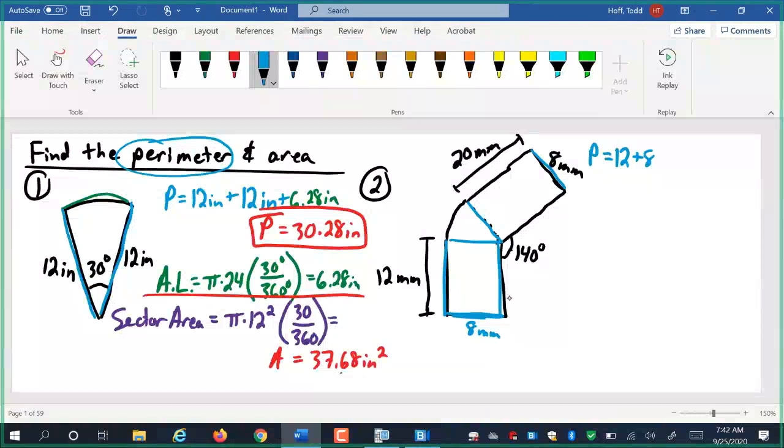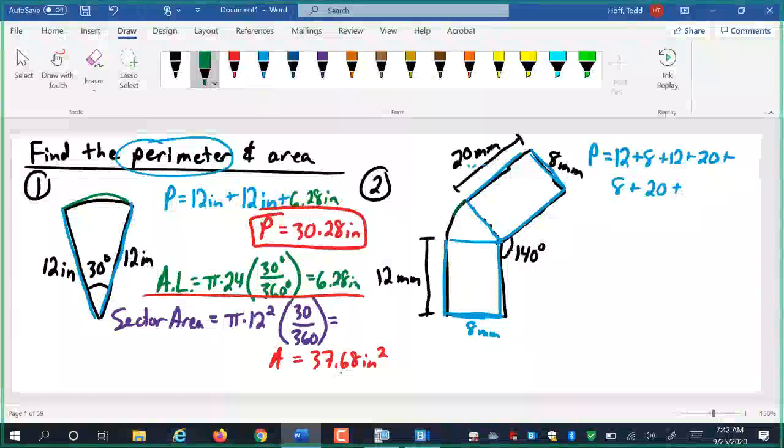This would also have to be 12. This has to be 20 to match the other side. That side is 8, and this side is 20. And once again, we need to add the arc of that circle here. This arc here.